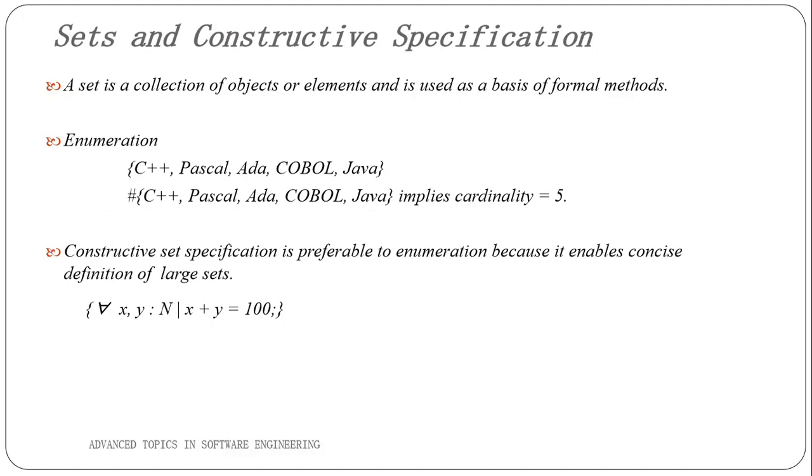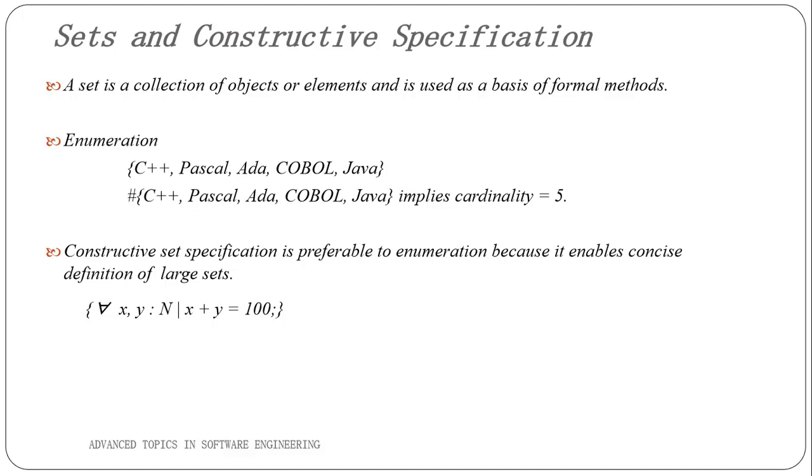So we start with sets and constructive specification. A set is a collection of objects or elements, and it is used as the basis of formal methods. Second is enumerations.